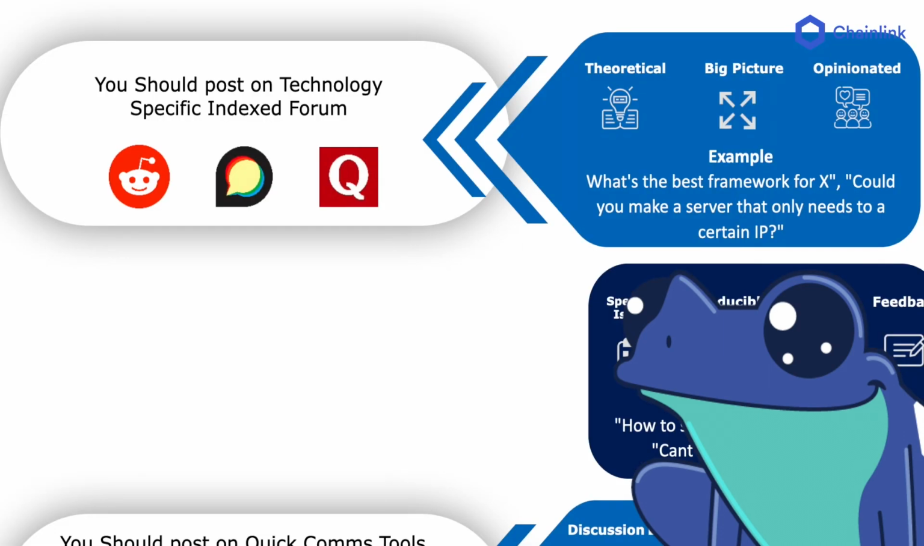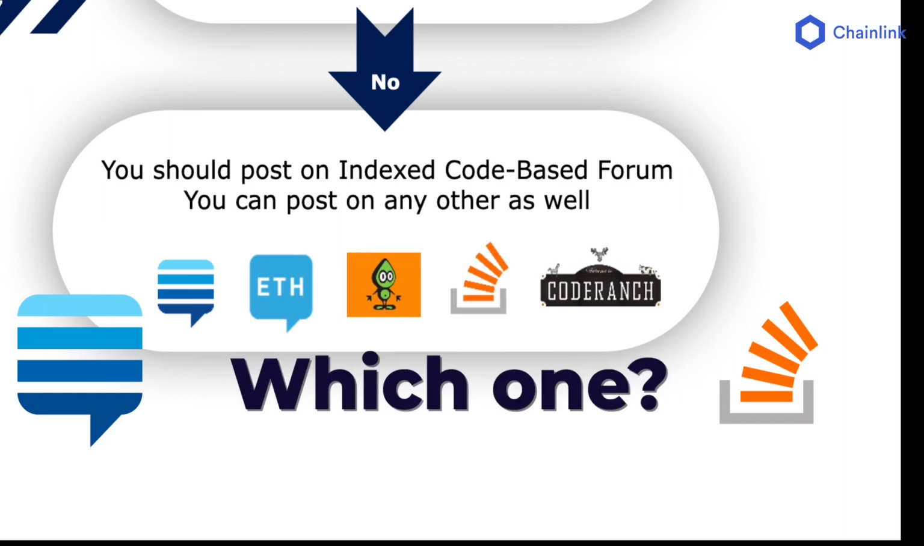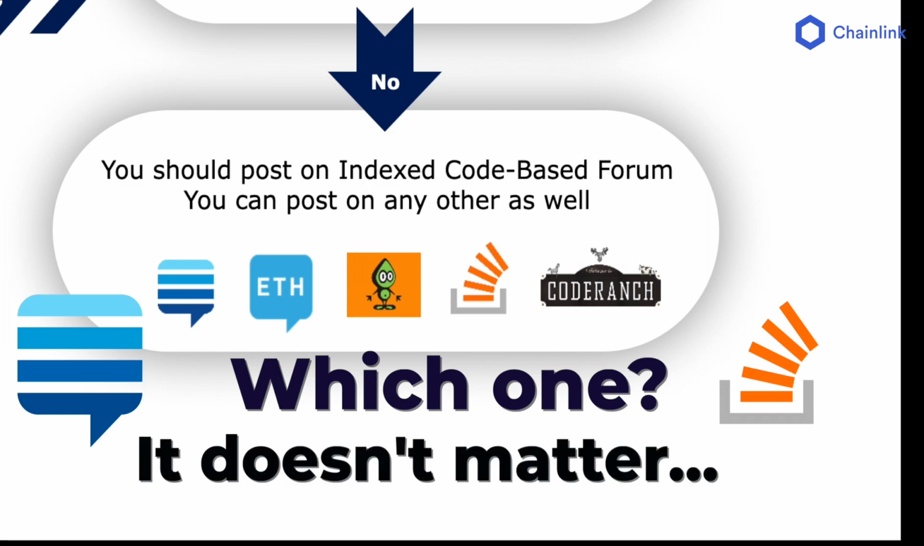But basically the breakdown looks like this. Theoretical, big picture, or opinionated questions can go great on general Q&A forums like Quora, or specific technical forums like specific subreddits or Discord forums. Specific coding questions can go on these forums as well, but will often get more eyes on coding forums like Stack Overflow or Stack Exchange communities. Often the question of, oh, should I post this on Stack Overflow or maybe a Stack Exchange community is incredibly blurry, and sometimes it doesn't really matter which one you post on.